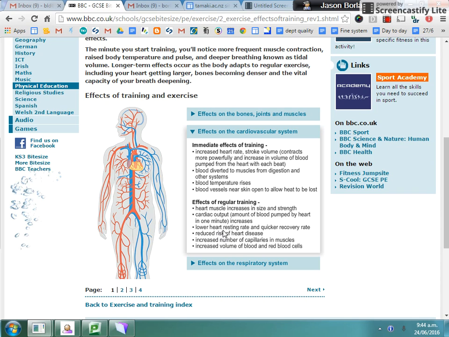A lower resting heart rate, I discussed that. And you get a lower resting heart rate because the stroke volume is now increased. So more blood is coming out each beat. The cardiac output when you're resting remains the same. The same amount of blood, but more blood is now coming out each beat of the heart, which means the resting heart rate can decrease. Increased number of capillaries in muscles, and an increased volume of blood and red blood cells.